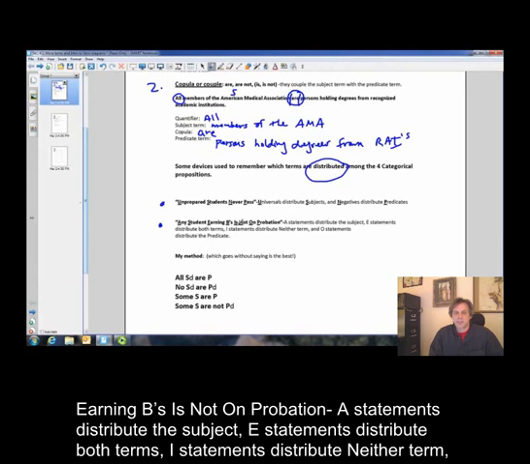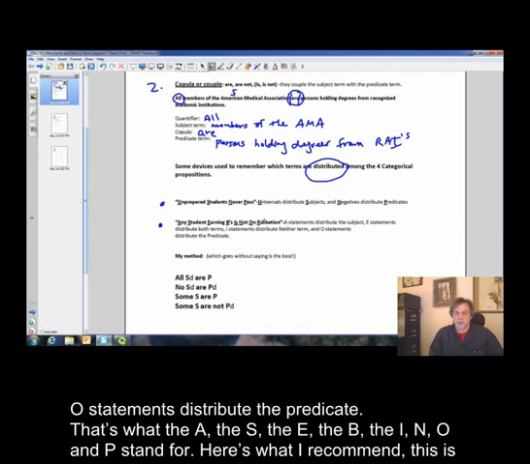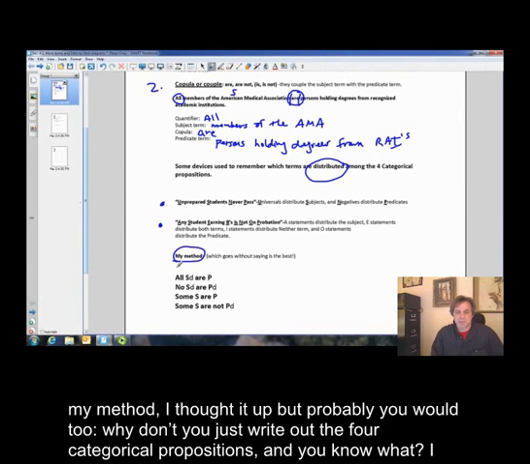E statements distribute both terms. I statements, neither, and O statements distribute the predicate. That's what the A, the S, the E, the B, the I, N, O, and P stand for. You know what? Here's what I recommend. This is my method. I thought it up, but probably you would too.